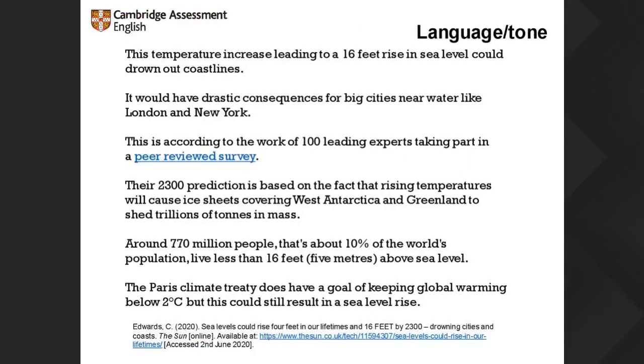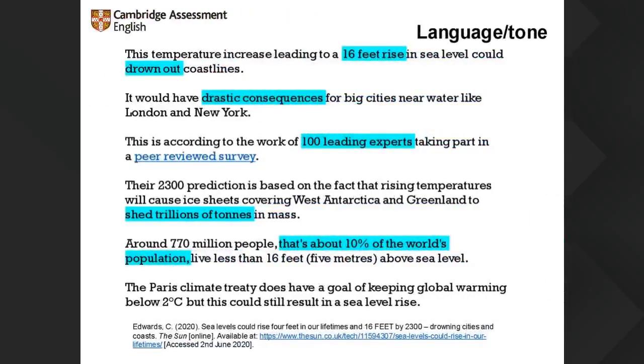Quite a difference in language here. Yeah, much more emphatic language with examples like drown out, drastic consequences. Yeah, work of 100 leading experts. Obviously, exactly 100. It was shed trillions of tons in mass. I mean, even the subordinate clause, that's about 10% of the world's population. It's quite sensationalistic. So we can see language and tone-wise again what characterizes these paragraphs.